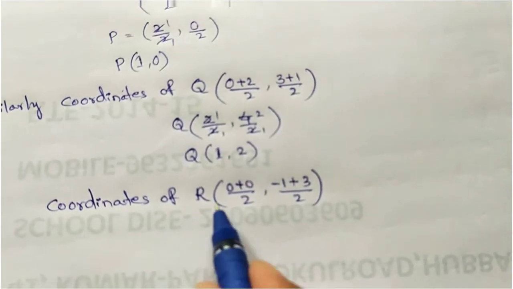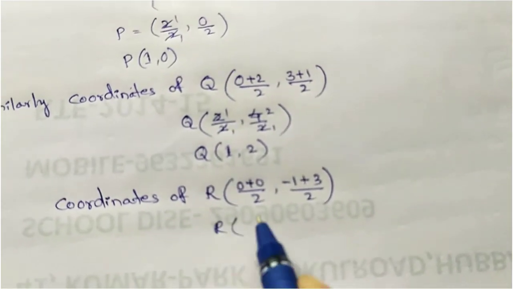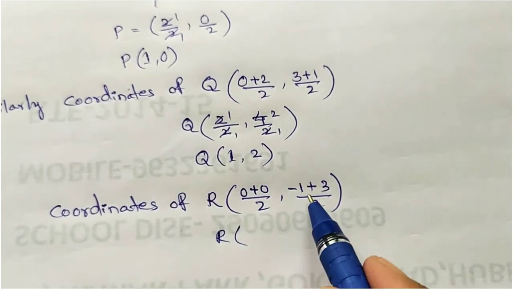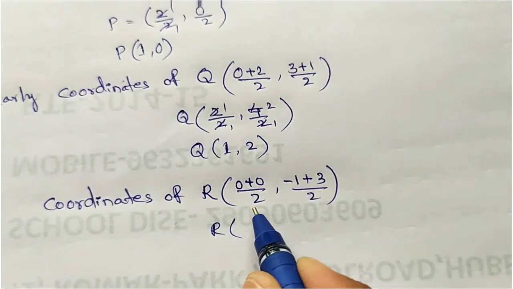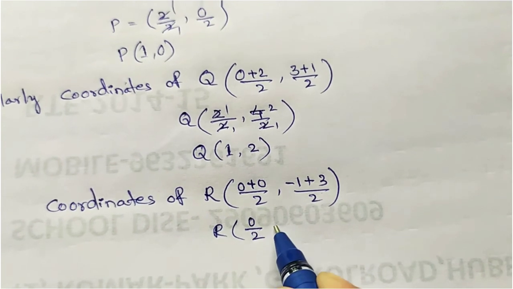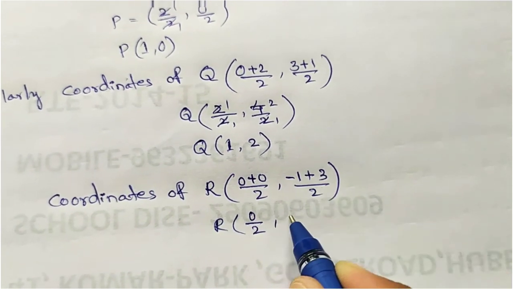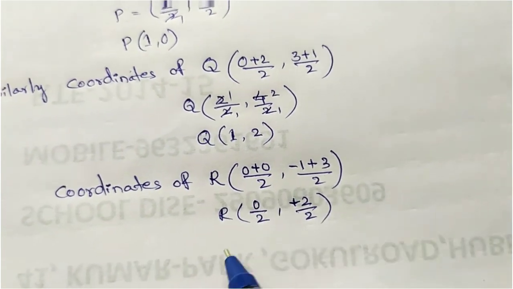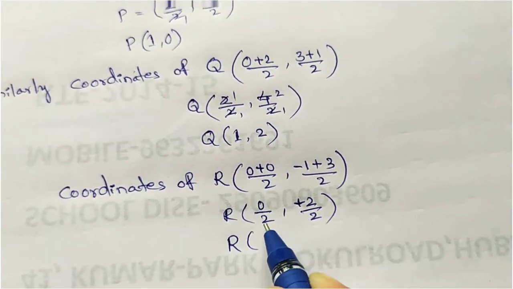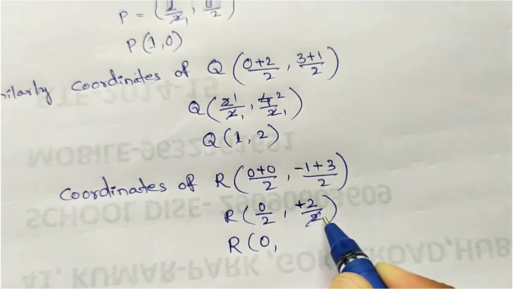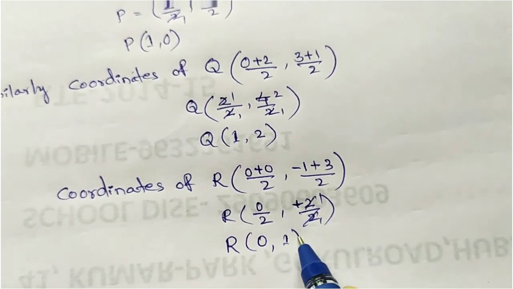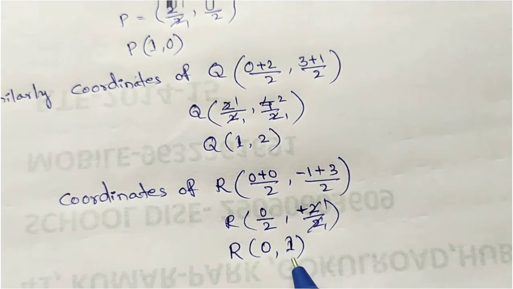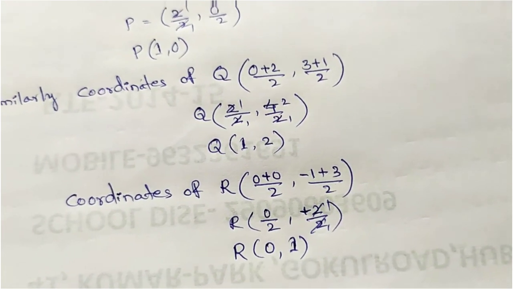Next, coordinates of R, 0 plus 0 by 2, minus 1 plus 3 by 2. So 0 plus 0, it will be 0 by 2, minus 1 plus 3, it will be plus 2 by 2. Okay, so R of 0 by 2 will be 0, 2 ones are 2, so the next coordinate will be 1. So R of 0, 1 are the coordinates of R.